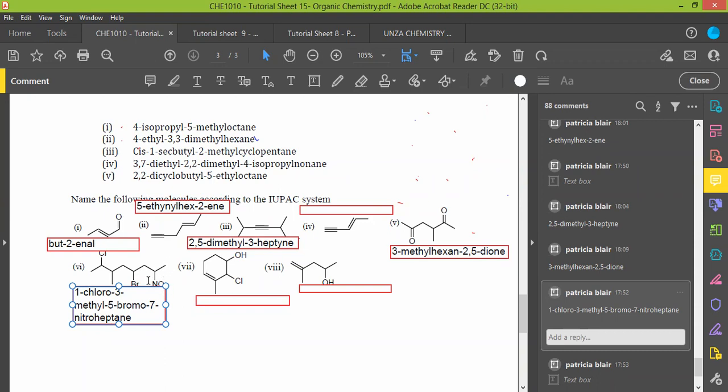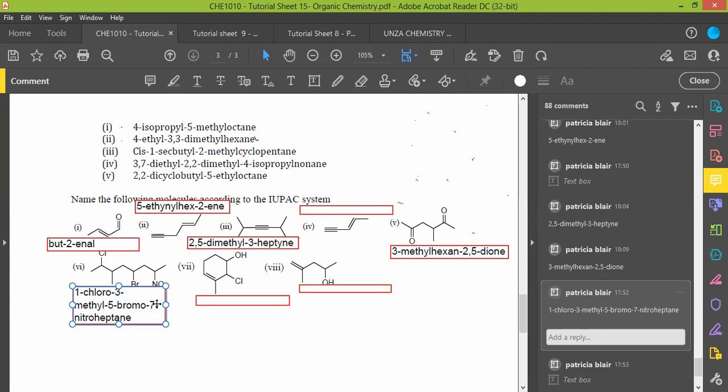From there is 1, 2, 3, 4, 5, 6, 7, 8. So if you check the substituent counting from my left, it has lower numbers: 1, 2, 3, 4, yeah, 5, 6. So counting from my left has lower numbers.